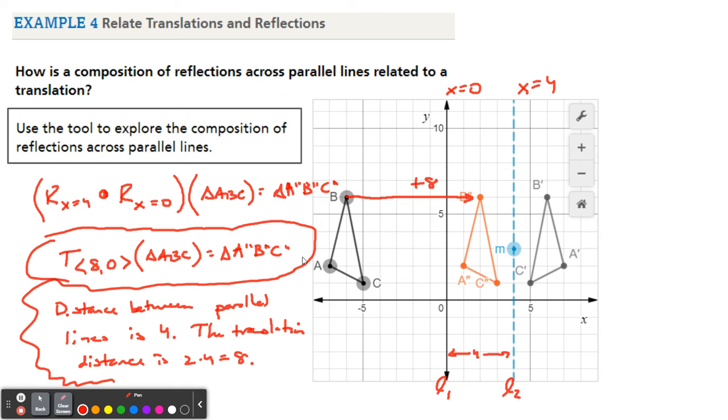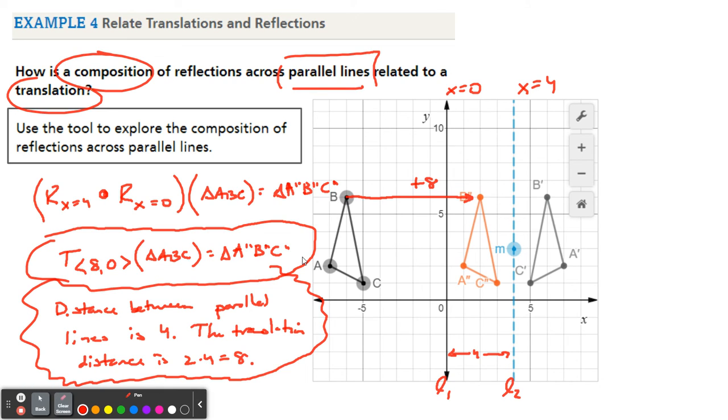And this is the idea, right? If you're going to reflect a figure over two parallel lines, then it's going to translate or move left or right, depending on which way the lines are. So these were vertical, so left or right, double the distance between the two lines. Okay, so again, that's a composition of reflections across parallel lines to make a translation.